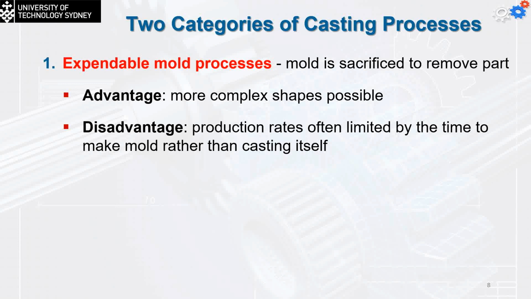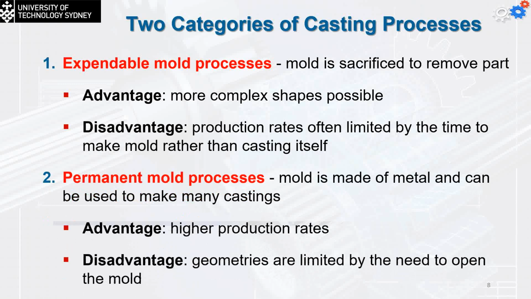For the permanent mold, the mold is going to be made of metals and simply can be used to make many castings continuously. Advantage is higher production rate. Just close the mold, fill it with the metal, leave it to solidify. You can even increase the rate of the solidification by running cooling channels within the mold to absorb the heat, increase the rate of the solidification, and increase the production rate. Solidification happens, open the mold, take the part off, close it, and redo it once again.